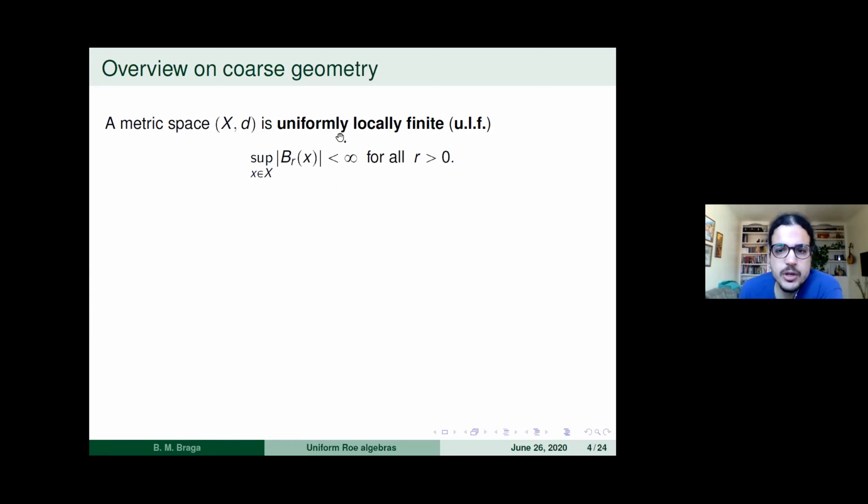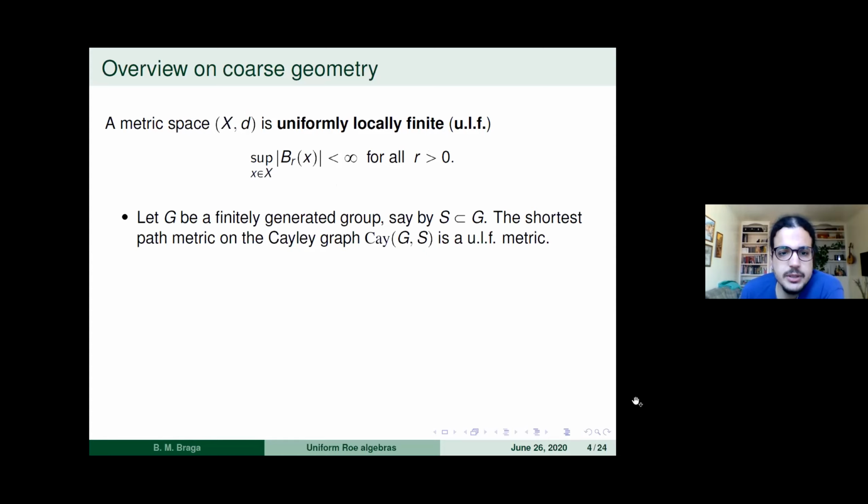And the reason why we're going to be focusing on those spaces is just because those are the spaces in which we have some nice positive results. If you are interested in examples, a very nice way to obtain examples is to look at a finitely generated group. Let's say that S is this finite set generating it. You can construct the Cayley graph of this, and you can endow the Cayley graph with the shortest path metric. And this becomes a uniformly locally finite metric space because this S is finite.